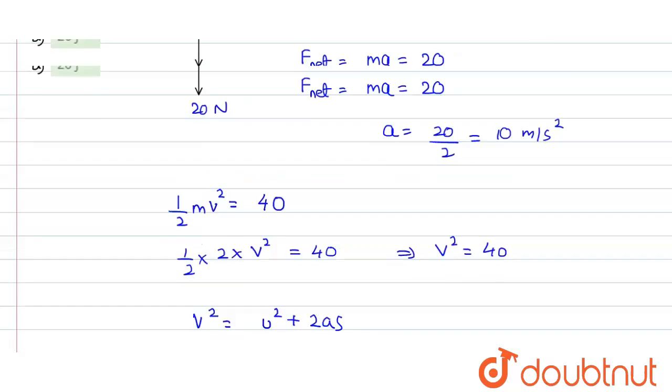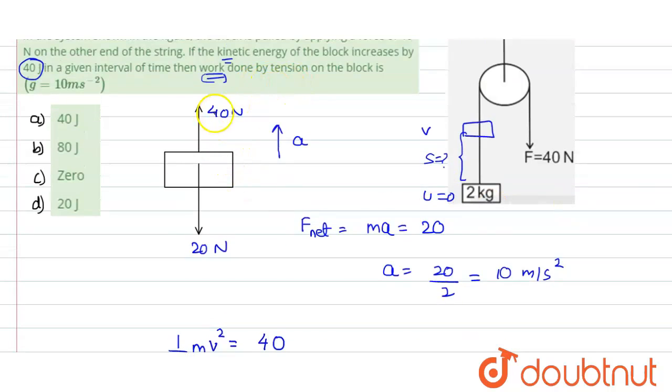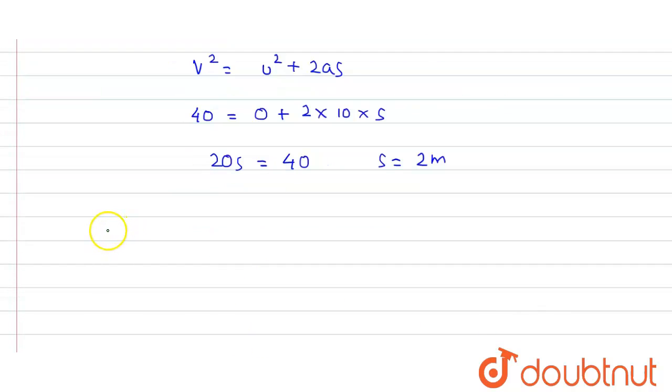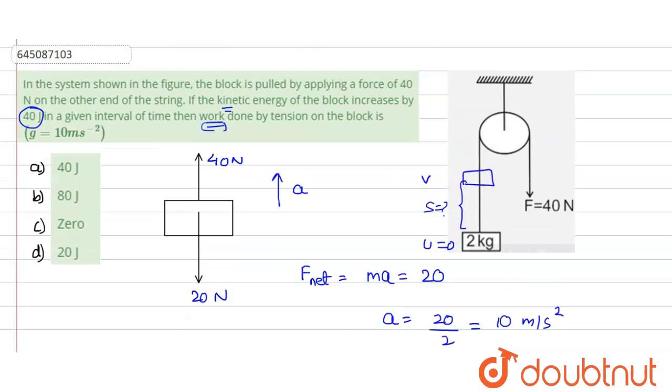Now if this is the displacement, what would be the work done by the tension force? It is very simple. Work done would be equal to force into displacement, because the displacement is in the upward direction and the tension force is also in the upward direction. So the angle is 0, so cos would be equal to 1. So work done would be equal to the tension force, which is 40, multiplied by the displacement, which is 2. So it would turn out to be 80 joule. So which is the correct option? 80 joule. That means the correct option is the B option.